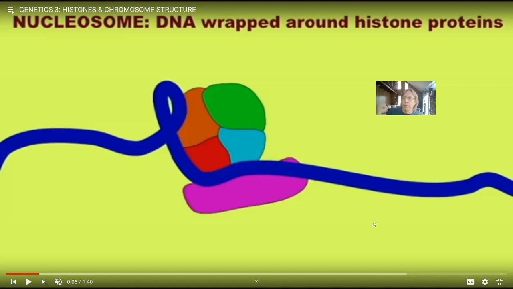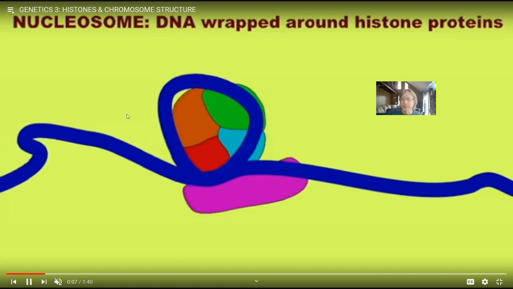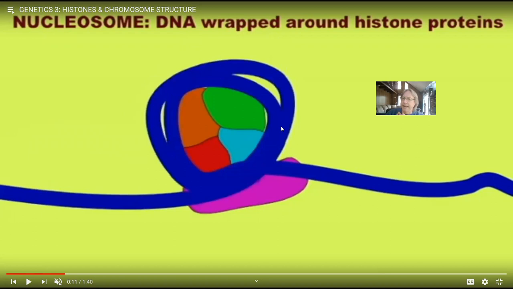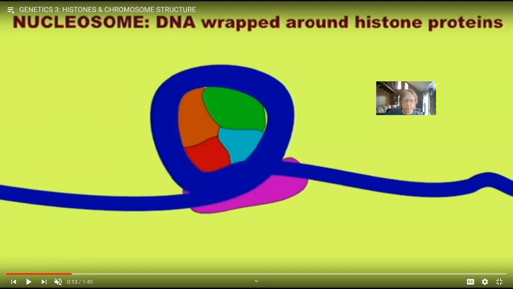And so if we imagine that this blue stretch is the DNA, there are these proteins known as histone proteins. And what happens as we pack the DNA is that these histone proteins with their positive charge attract the negatively charged DNA, so that about 150 base pairs of DNA is wrapped around these histone proteins. So it gets wrapped almost twice around the histone proteins. And so there's this histone core made of six proteins.